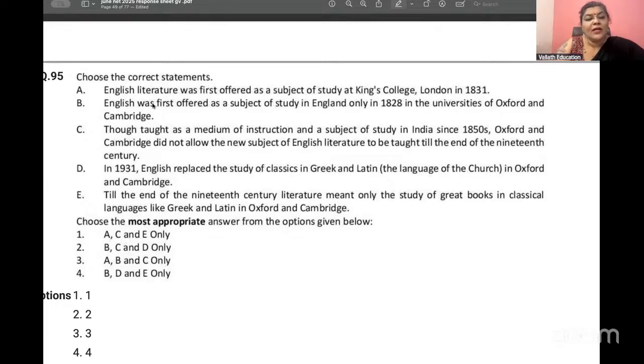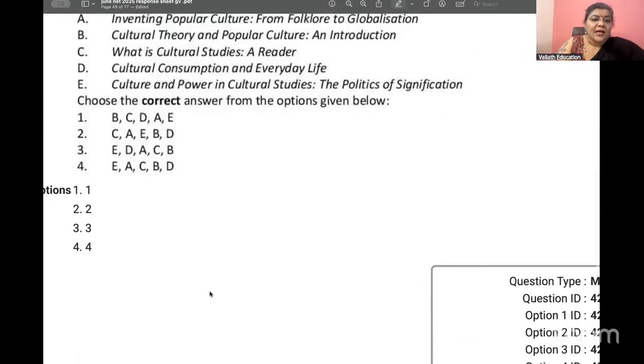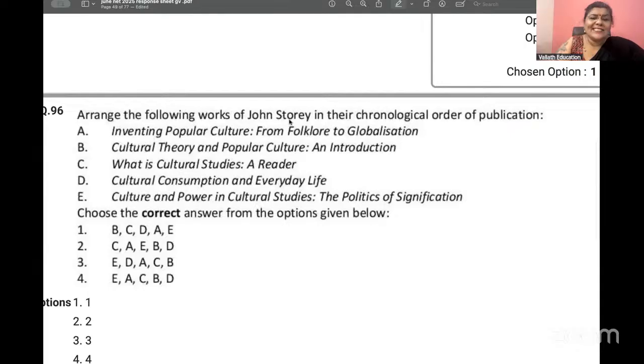If B is wrong, English was offered as a subject of study only in 1828. That means long after Wordsworth and Milton and Dryden, everybody studied. B is wrong. This is something any English student should know. And everywhere there is B except in one. So ACE. Got it.